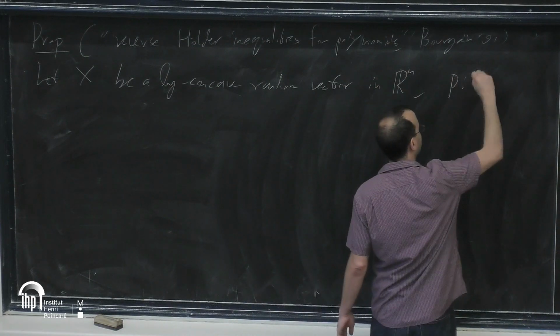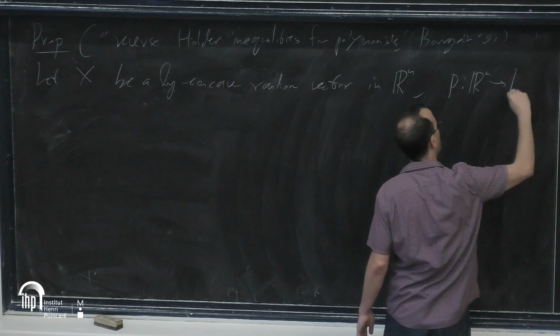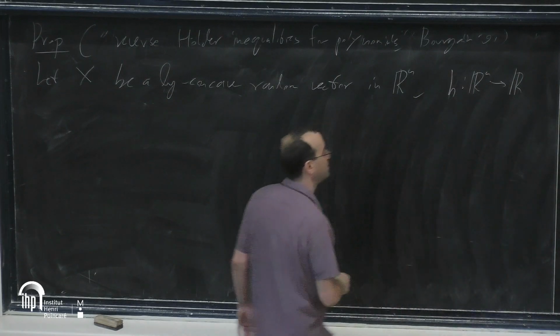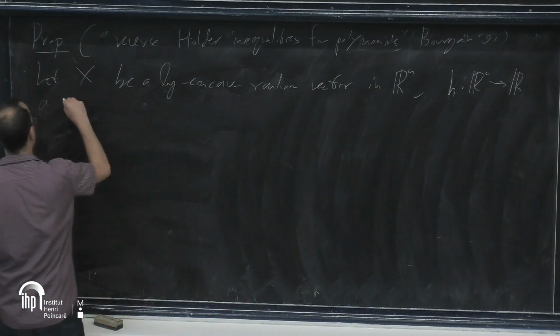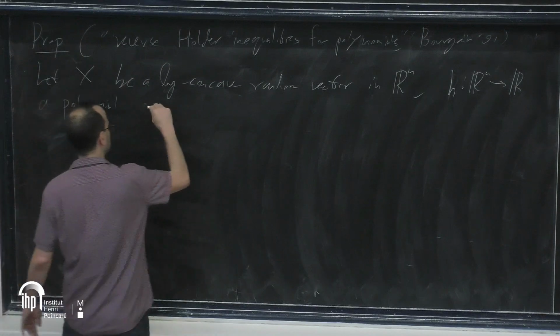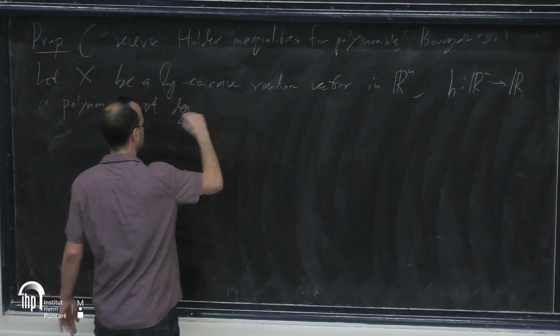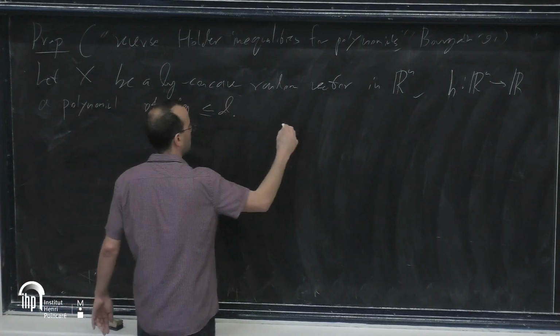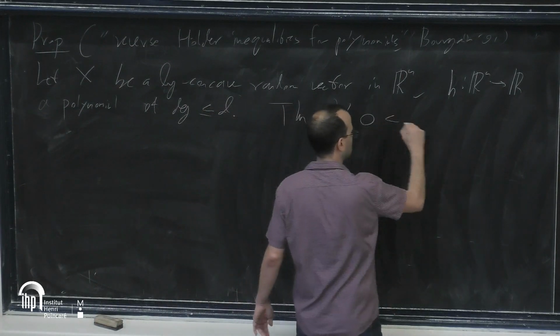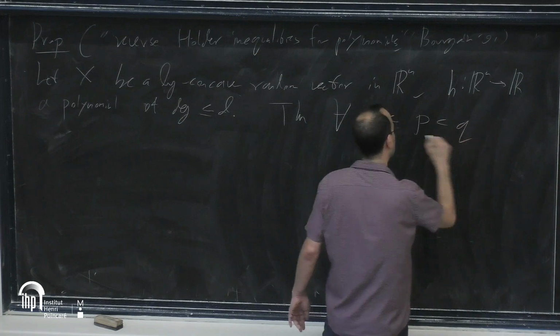P a polynomial of degree at most D. P, H, because P will be LP. H a polynomial of degree at most D. Then for any P and Q, I want to include 0.